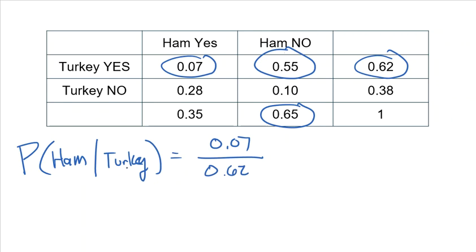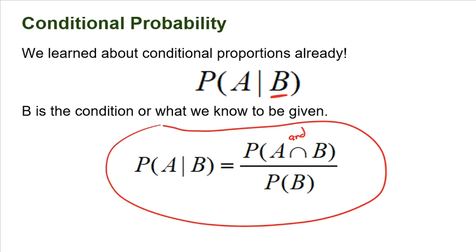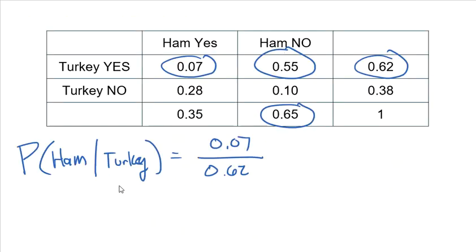Now, I'll get some kids that say, well, wait a minute, shouldn't that be 55%? No, whoa. Listen, back at the formula. The formula says the denominator is the probability of the condition. Don't worry about anything else, just the probability of that condition. So if the condition is turkey, what's the probability that there's turkey on somebody's table? I don't care about ham. I'm just talking about turkey right now. Well, that's 62%. So if you take 0.07 divided by 0.62, you get 0.113. You know, I like 3 decimals, so 0.113. So that means there's an 11% chance that if you have turkey on your table, you will also have ham.